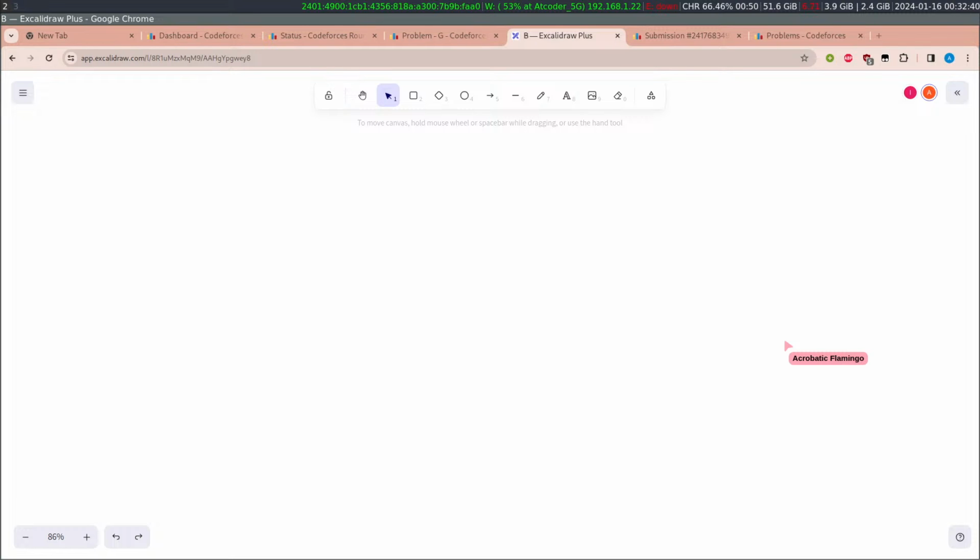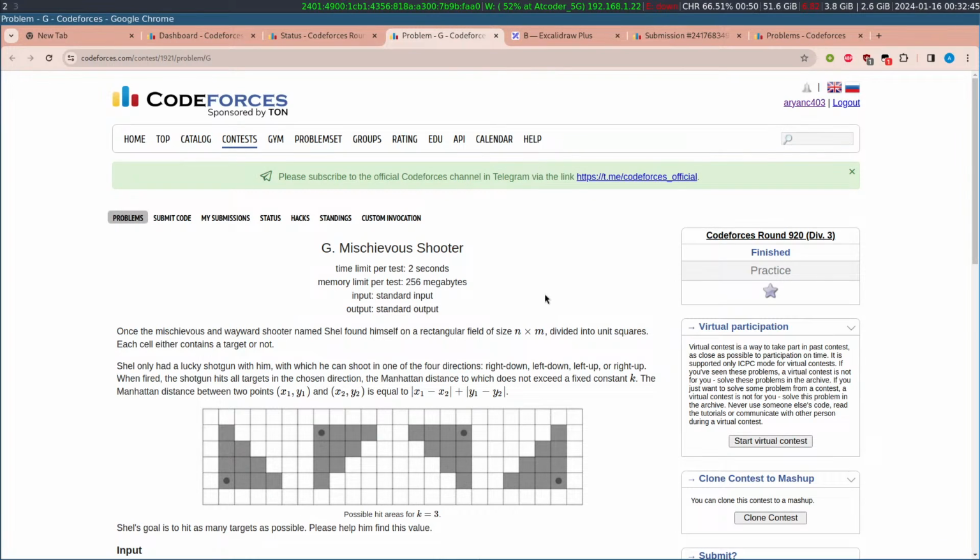And I will say how I simplified it. To read the problem statement G, it says Mischievous Shooter. One of the mischievous and wandering shooters named Cell found himself on a rectangular grid of size n times m, divided into units where each cell either contains a target or not. Cell only had a lucky gunshot with him, with which he can shoot in one of the 4 directions: right down, left up, right up. When fired, the shotgun hits all the targets in the chosen direction, such that the Manhattan distance of which does not exceed a fixed constant k.